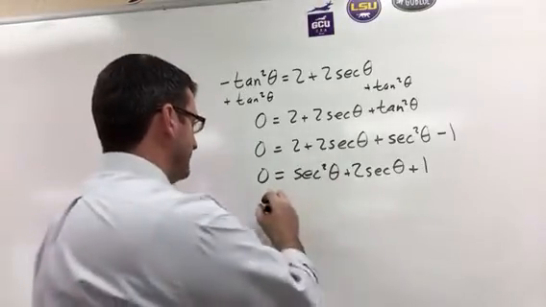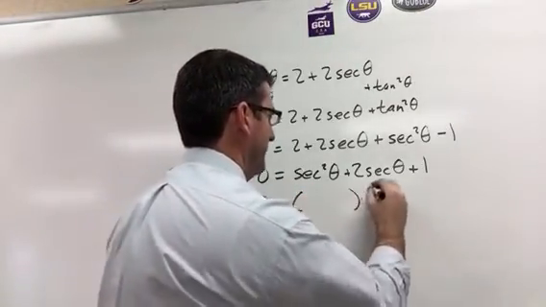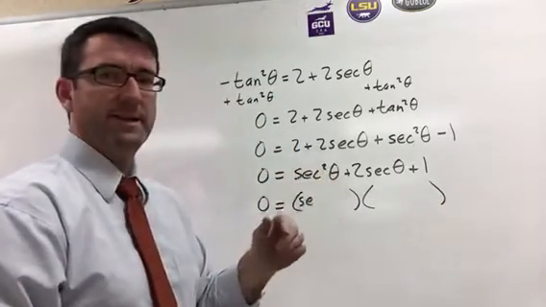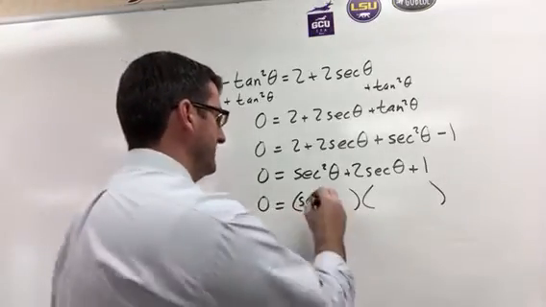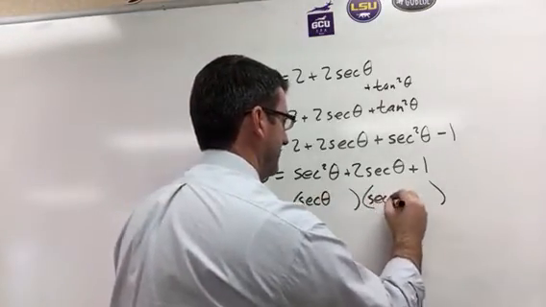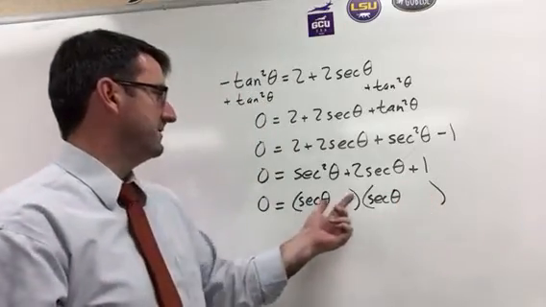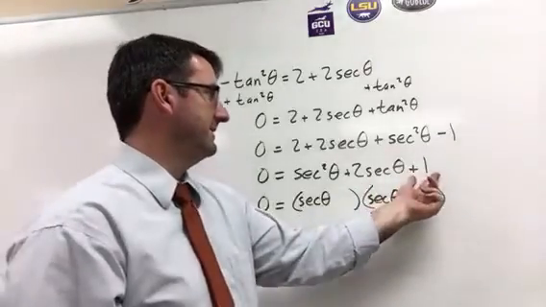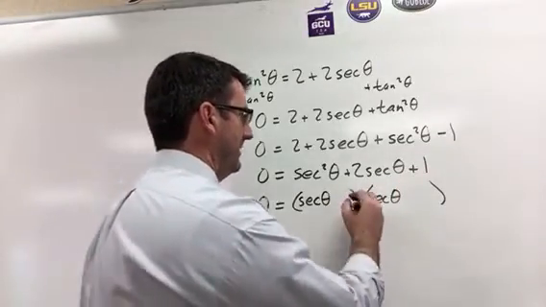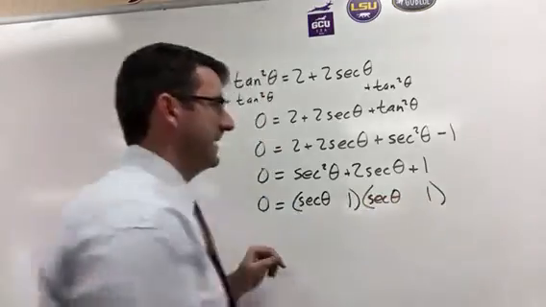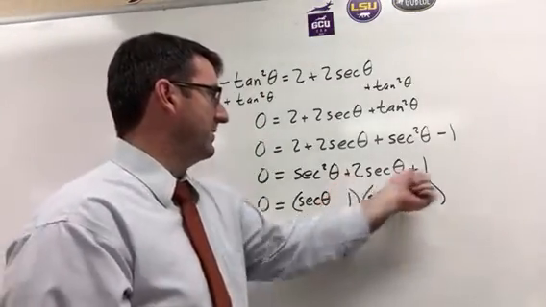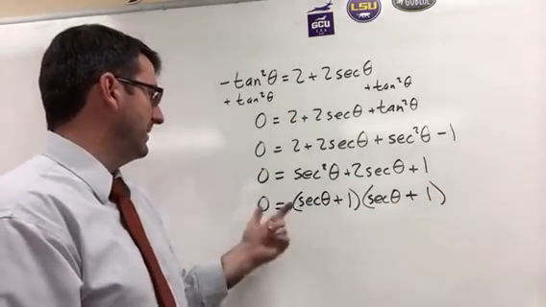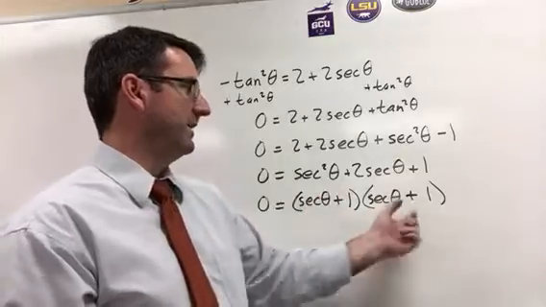And now we can factor this. So we'll put our parentheses here. In order to multiply to the secant squared theta, our first terms need to be secant theta, both of them. So secant theta times secant theta is secant squared theta. And then to get this last term, 1, we need our second terms to both be 1. Both of these are positive, so both of these got to be positive. So we get 0 equals secant theta plus 1 squared.